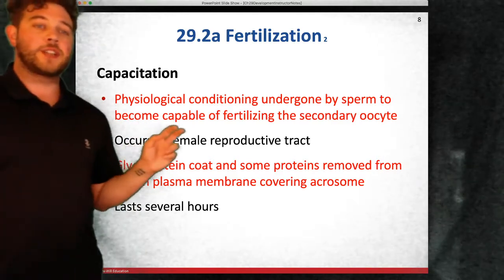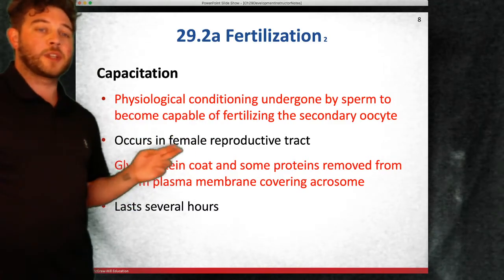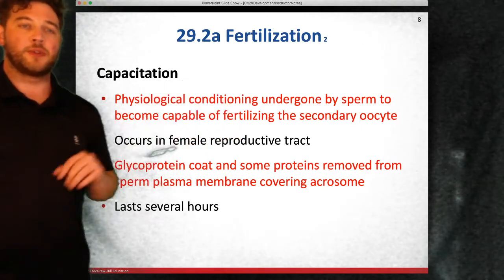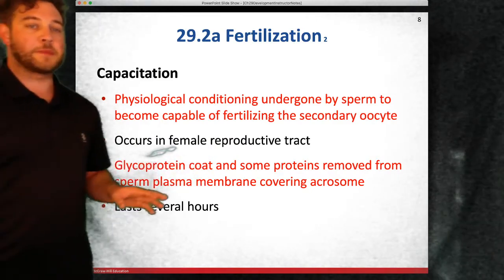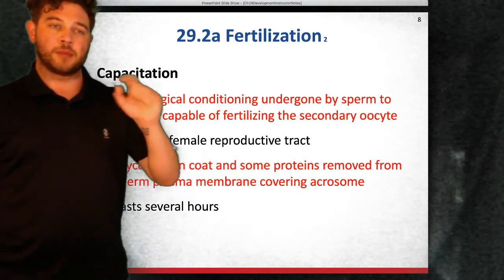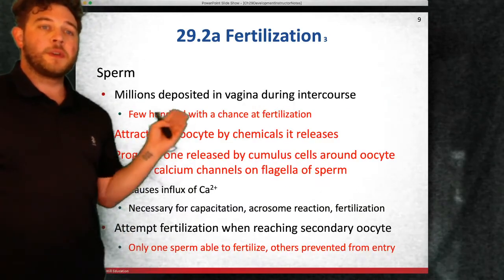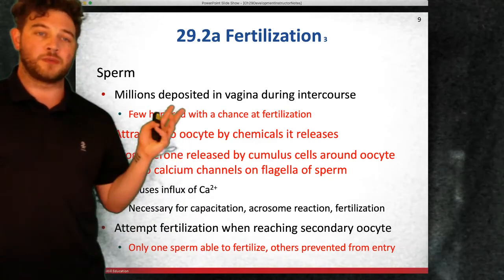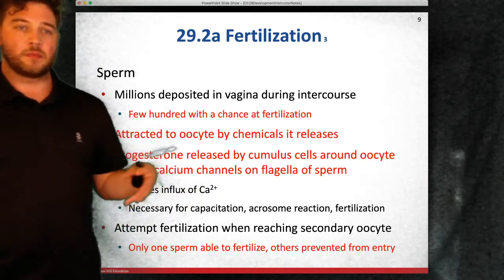Capacitation. This is a physiologic conditioning undergone by sperm to become capable of fertilizing the secondary oocyte. This will occur in the female reproductive tract. So you had spermiogenesis in the male system, and then we go through capacitation in the female system. The glycoprotein coat and some of the proteins are removed from the sperm plasma membrane covering the acrosome. This lasts for several hours and allows the acrosome to penetrate and digest the corona radiata on the oocyte. Millions of sperm are deposited in the vagina during intercourse, with only a few hundred having a chance at fertilization. You have to have that many, because even though they can last for 3 to 4 days, not all of them will.